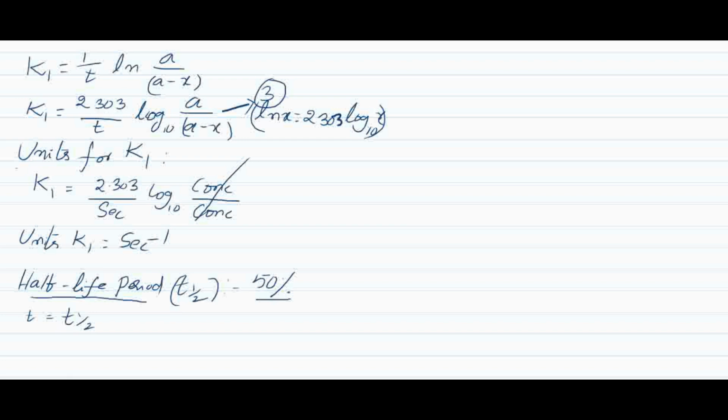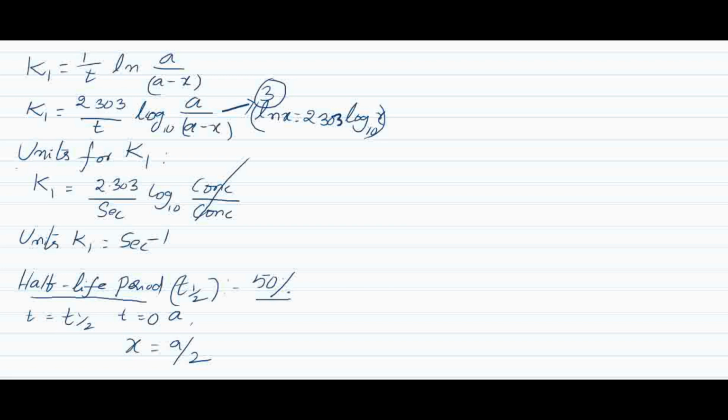So what is the initial concentration? That is a moles, at time t equals 0. a moles is the concentration of the reactants. So when t equals t half, half of the molecules are converted to the products. So that is x equals a by 2. That is, half of the reactants are converted to the product.